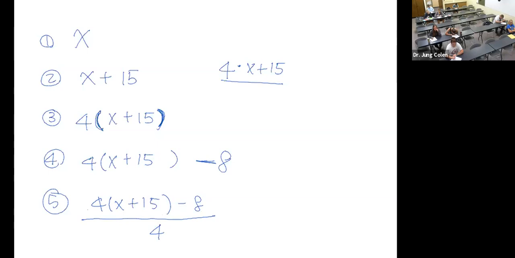Right? And then what? Subtract 12 from the quotient. So if you divide this by 4, you have the quotient, and then you're going to subtract 12 from this whole thing. This is what we have.